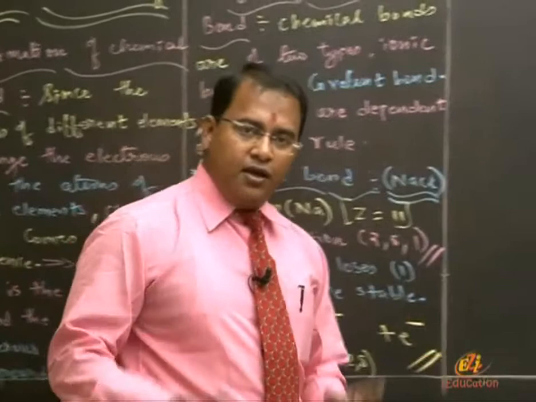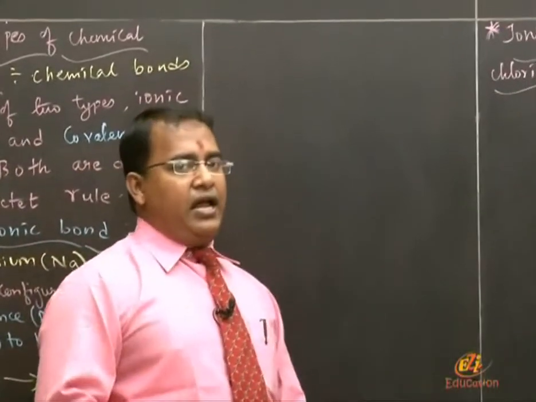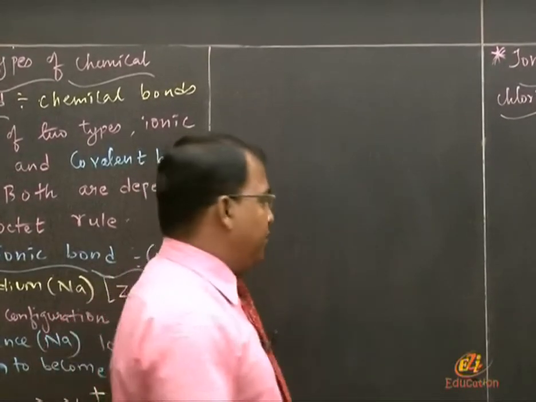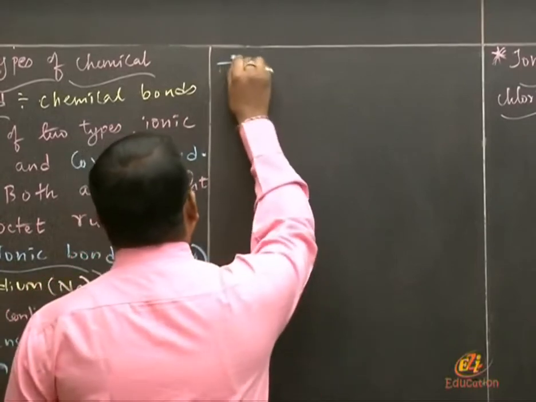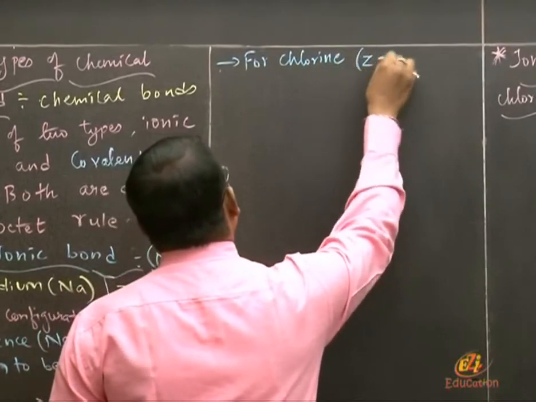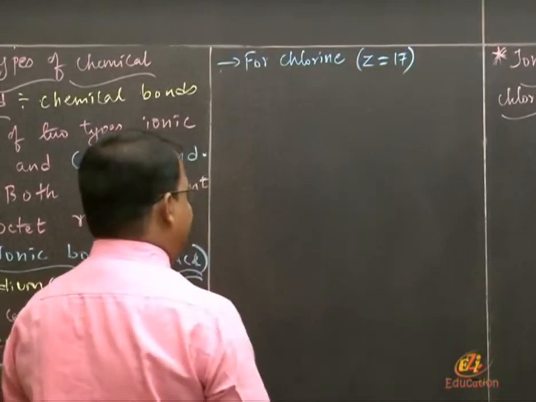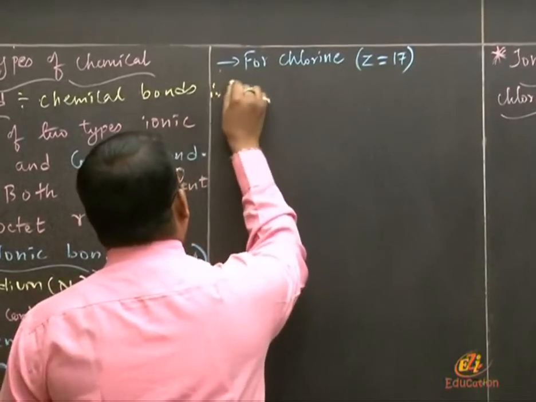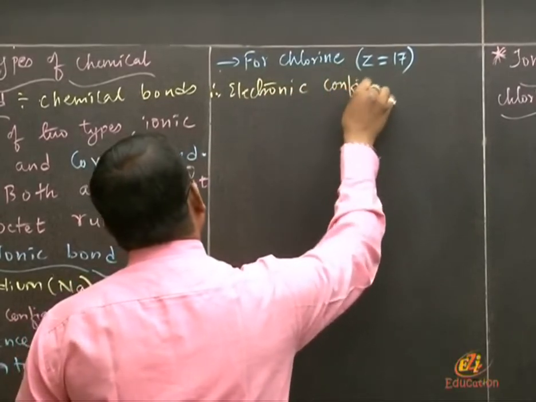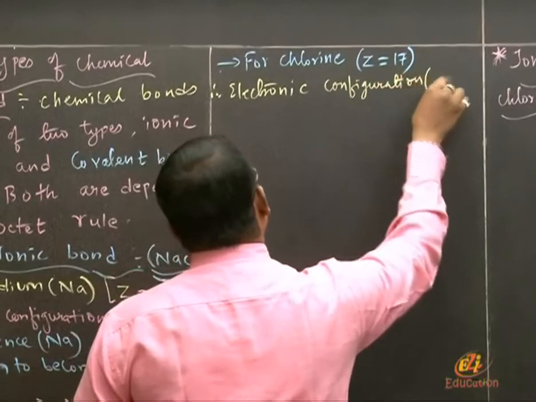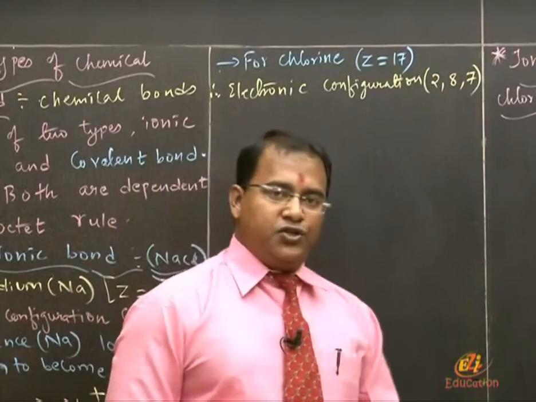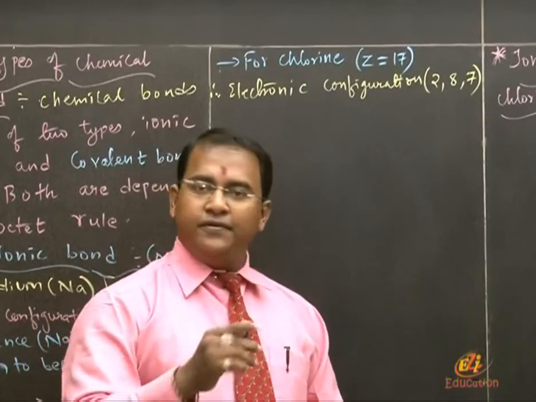Now we are going to study chlorine. What about chlorine? What is the electronic configuration of chlorine? What is the atomic number of chlorine? It's 17. We need to mention for chlorine, Z is equal to 17. Therefore, the electronic configuration is 2,8,7.